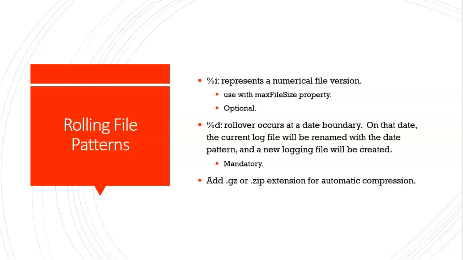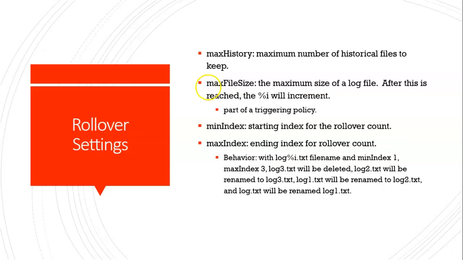And the %i indicator just represents an integer, which essentially says which log file this is for the specific day. Now in your file name, if you add a .gz or a .zip extension, it will automatically compress it, which is a good idea, because many times, especially with verbose logging, these log files can get very large.